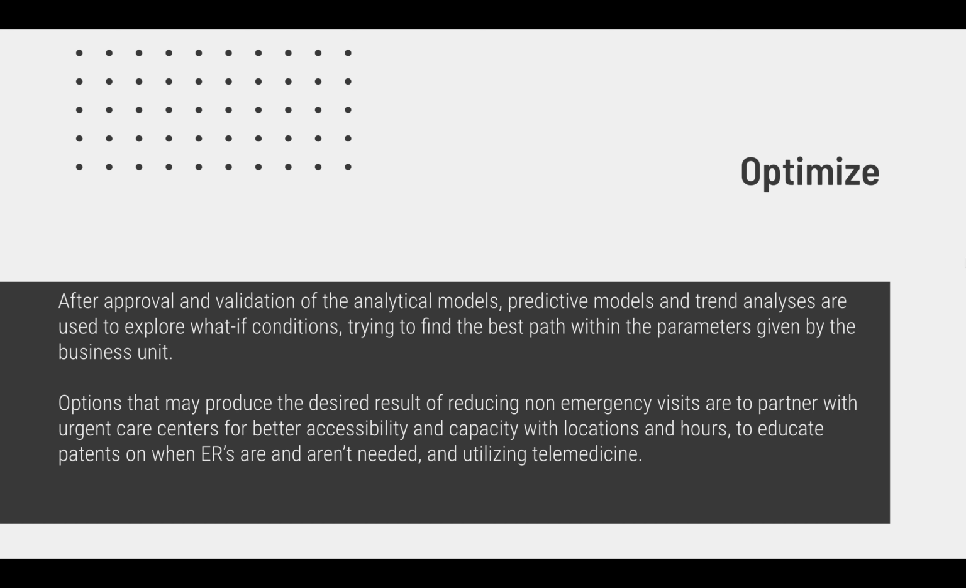Now optimizing. After approval and validation of an analytical model, predictive models and trend analysis are used to explore what-if conditions, trying to find the best path within the parameters given by the business unit. Options that may produce the desired result of reducing non-emergency visits are to partner with urgent care centers for better accessibility and capacity with location and hours, to educate patients on the ER's dos and don'ts that are needed, and also utilizing telemedicine.